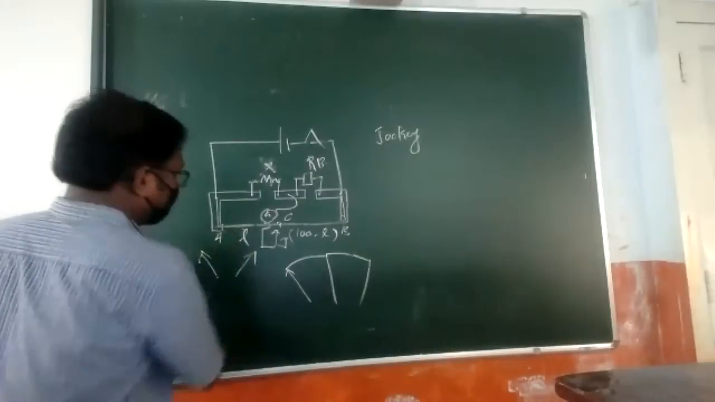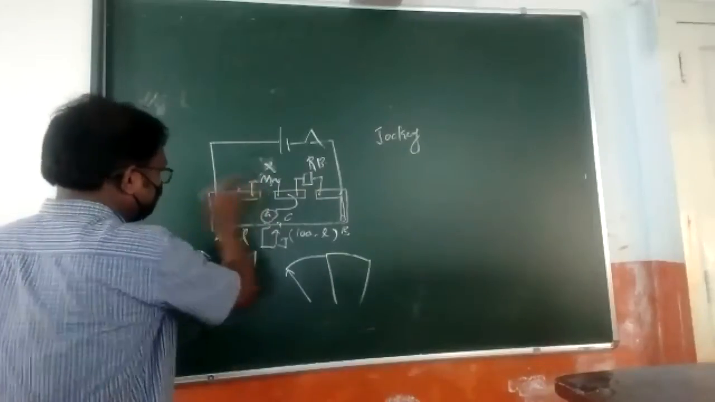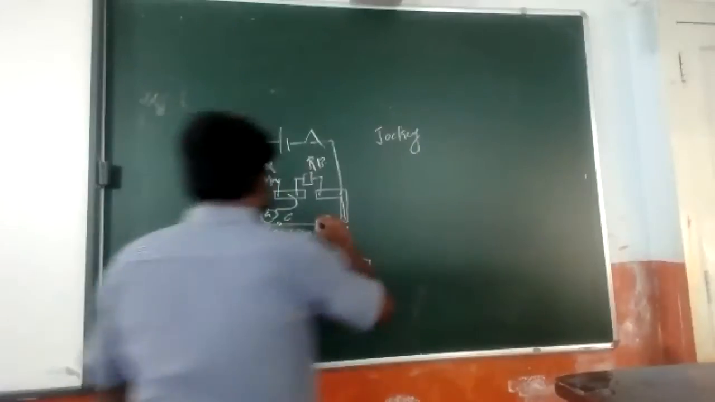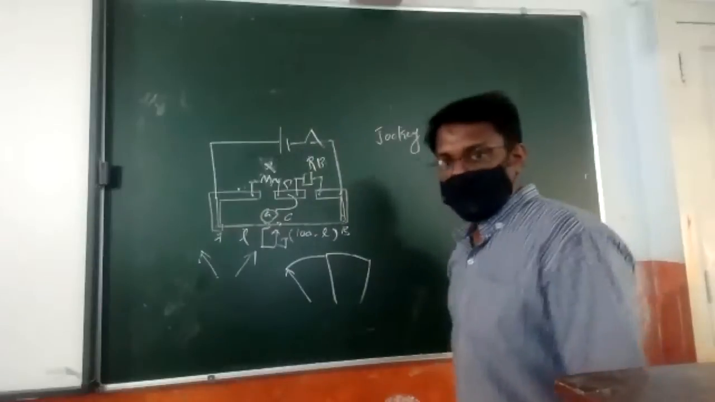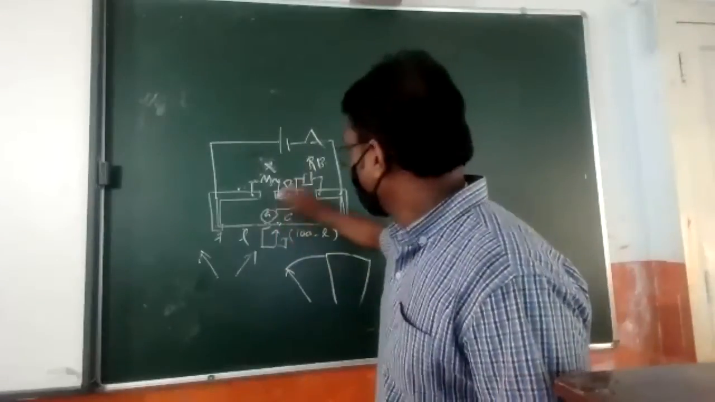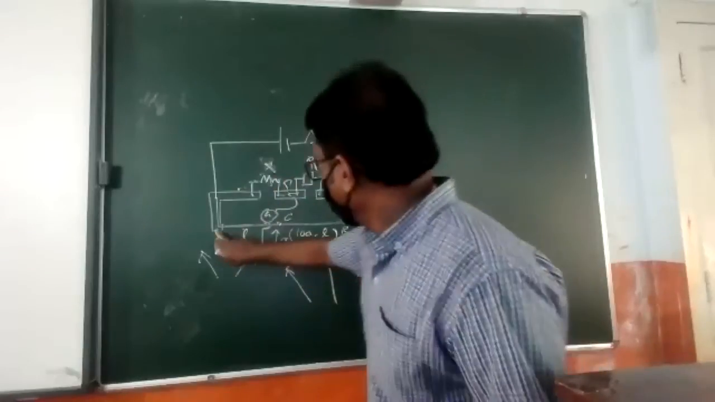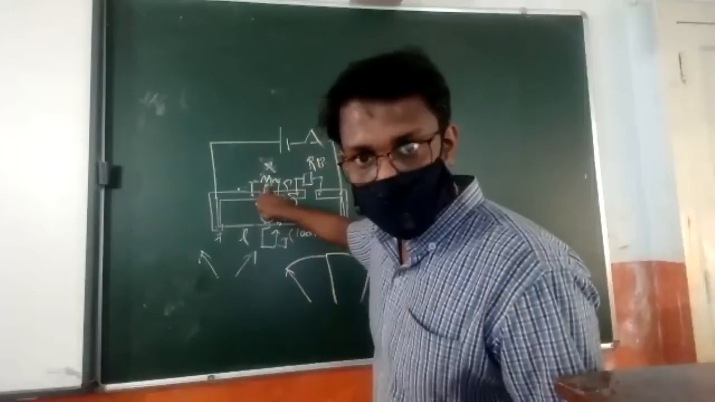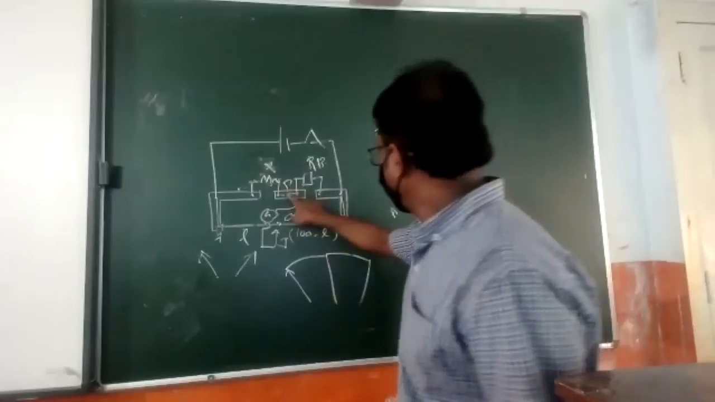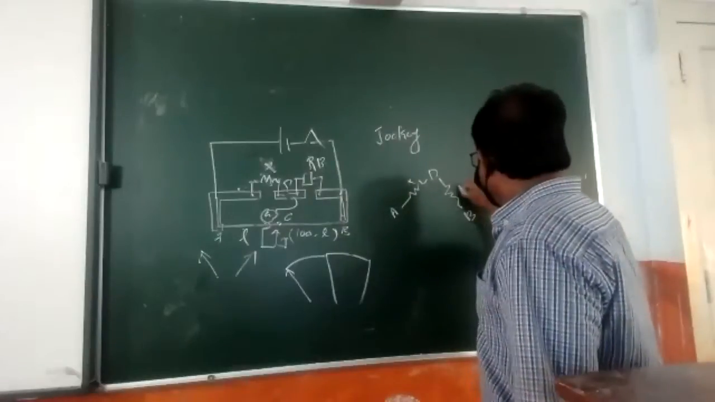So suppose the points are A, B, C, D. These are the points A, B, C where you are touching the jockey, and D is the middle point. All these points are the same. So between A and D, X is connected. From D to B, the resistance box is connected.